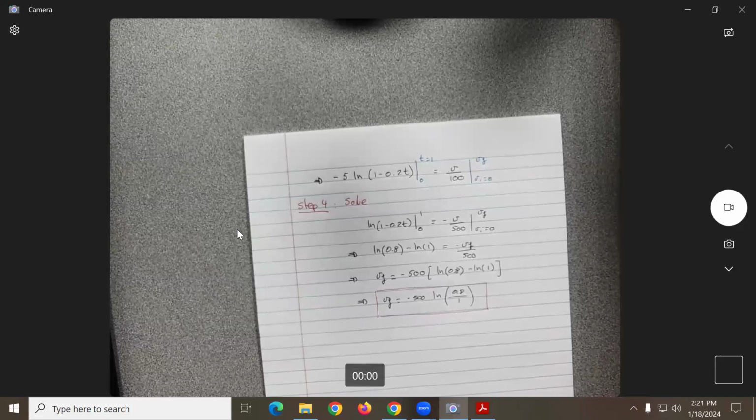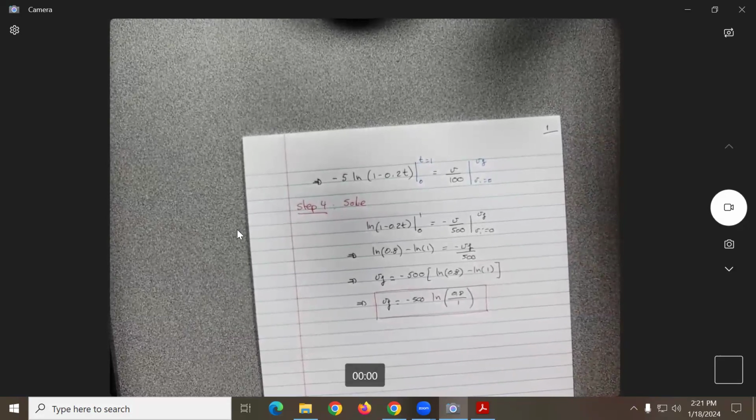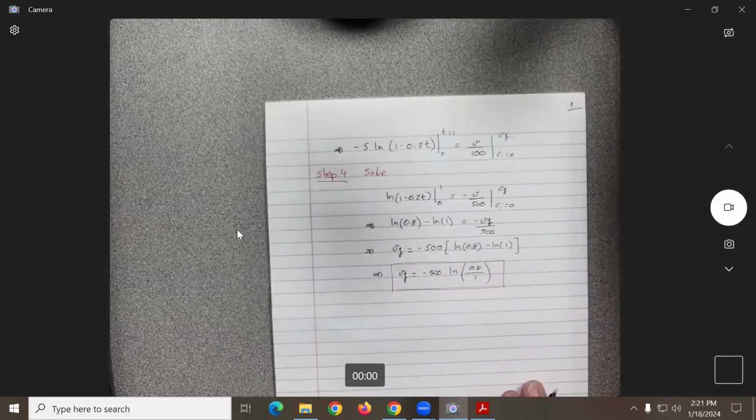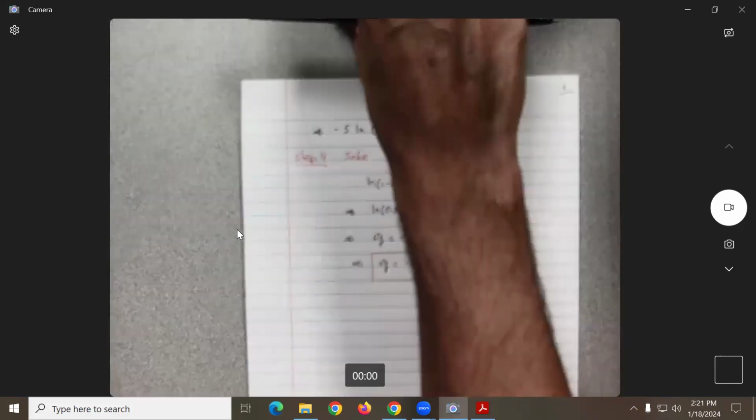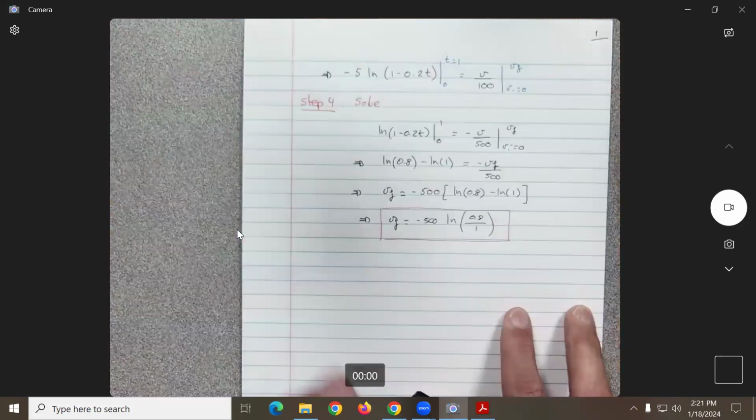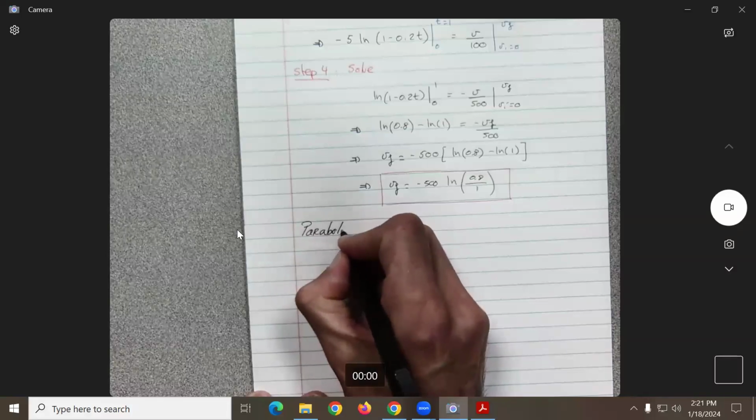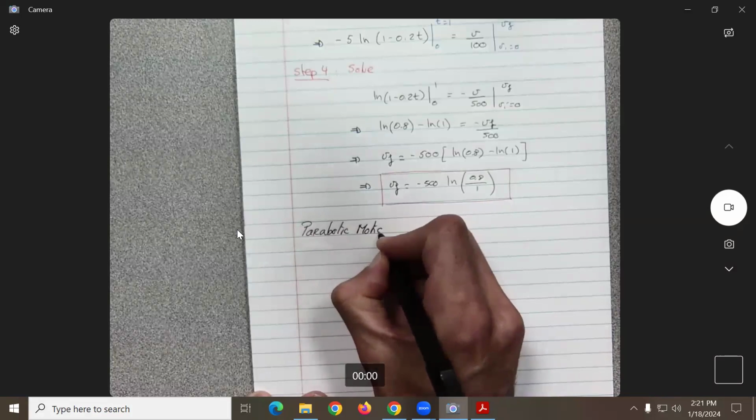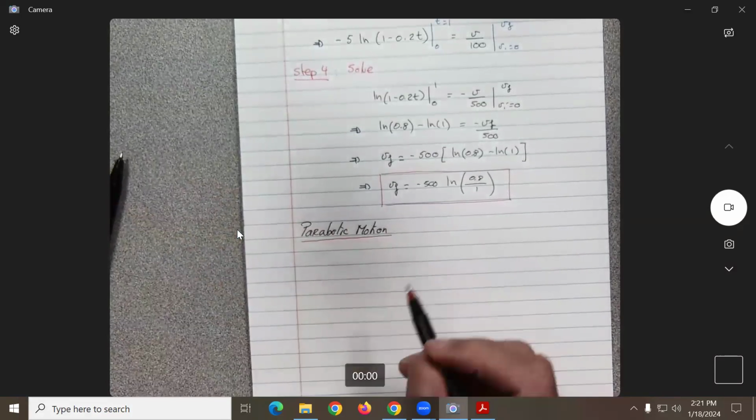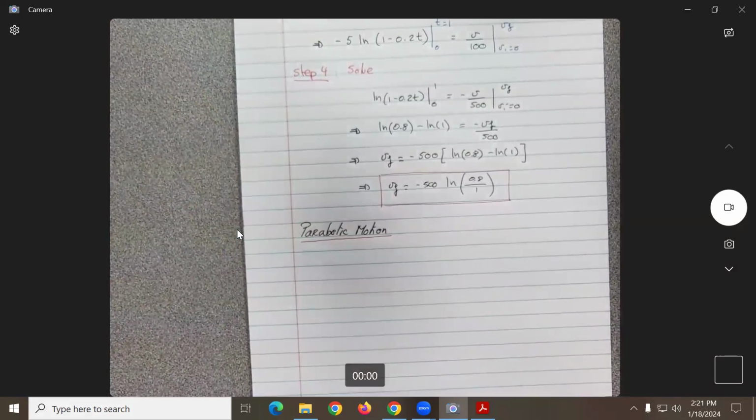All right, this generally I do sometimes in this chapter, sometimes later on. Let's do it in this chapter. So we're going to look at parabolic motion. Again, all this stuff is really a review from physics, but I don't care.